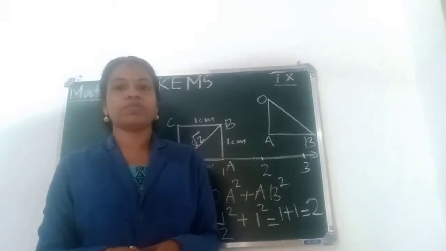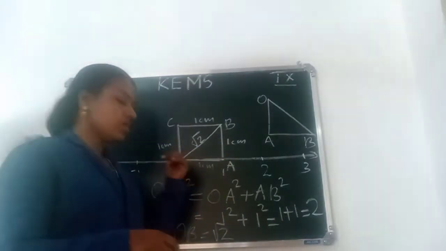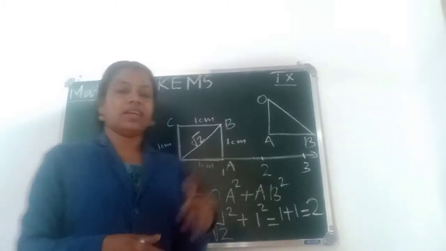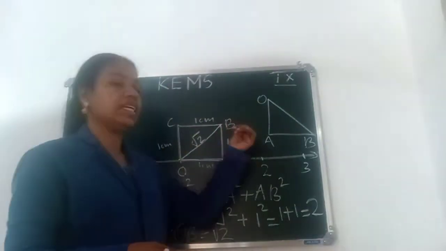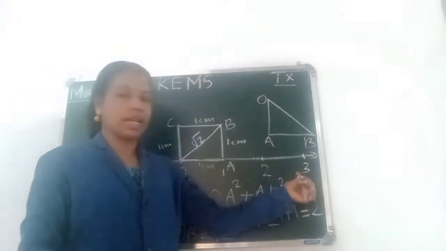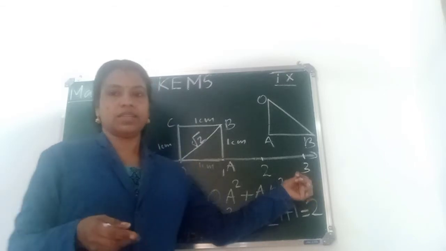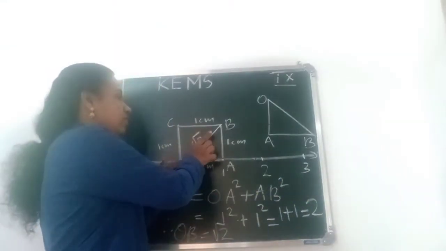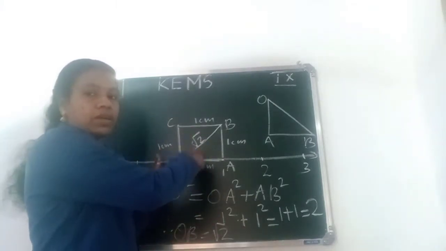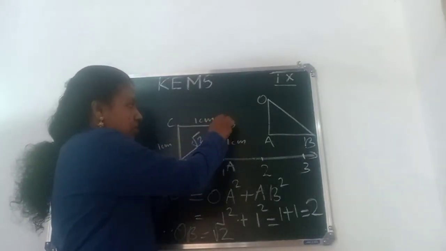Now, with O as center and OB as radius, draw an arc intersecting the number line at a point called P, or any letter. Use your compass from O with the radius OB. Just draw an arc.